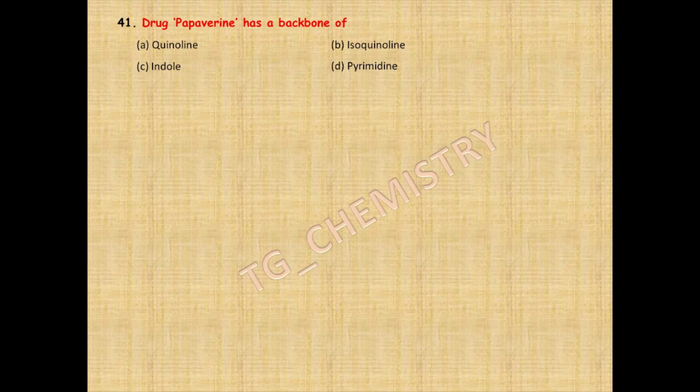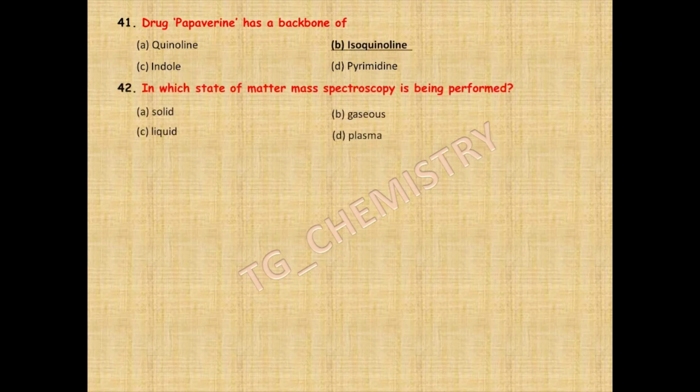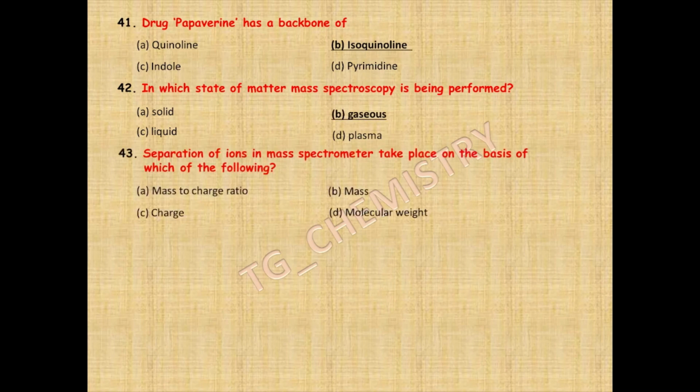Next one is, the drug papaverine has a backbone of. Now we know that papaverine is a drug which is having isoquinoline backbone, so eventually option B is the right answer in this case. Next one is, in which state of matter mass spectroscopy is being performed? Now we know that mass spectroscopy is done in the gaseous state, so the right option should be option B. This is the right answer.